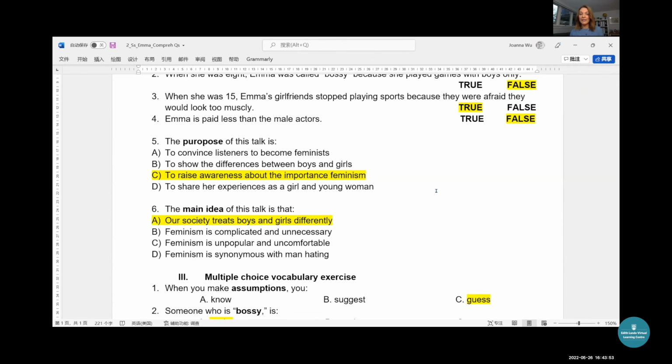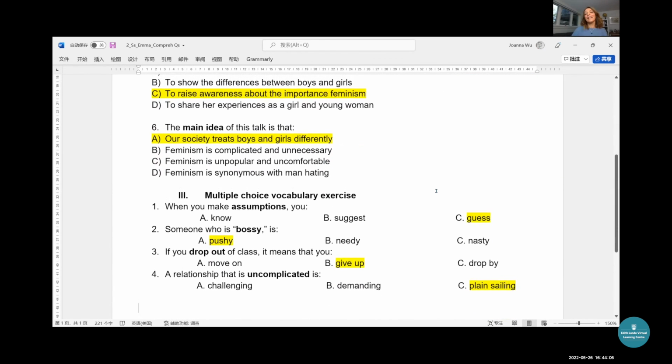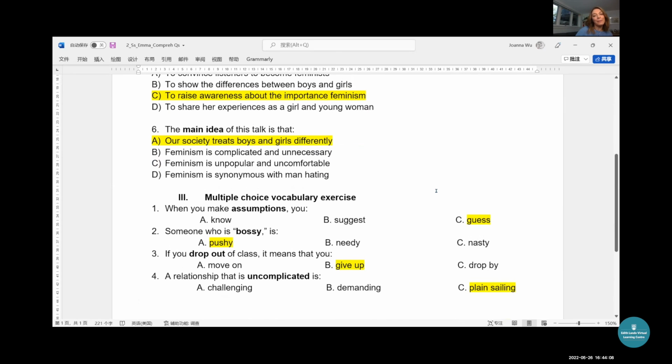How about number 5? Do you all agree that's the purpose, to raise awareness about the importance of feminism? Yes. All right. How about number 6? Yes, our society treats boys and girls differently. We agree. And now I would like to take a look at the vocab. So assumptions. Okay. You make assumptions, but you guess. Make assumptions, that's a phrase, and the verb guess has the same meaning. Someone who is bossy is pushy.